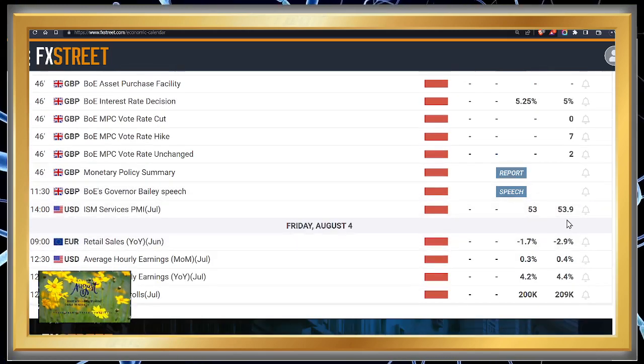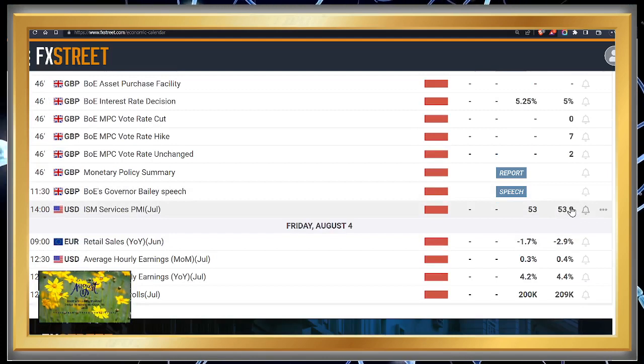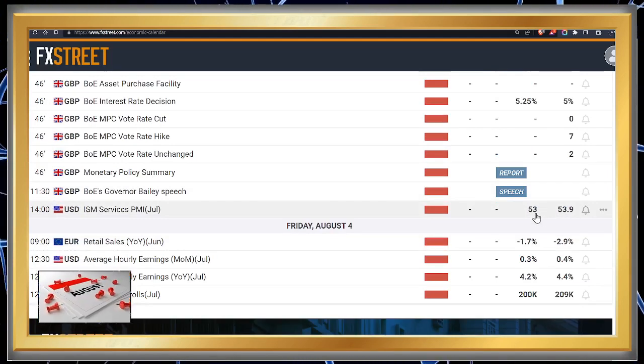Now, from the previous data for the month of June, we have 53.9, and we have economists projecting a figure of 53 for the month of July. So we're going to be looking forward to that one.